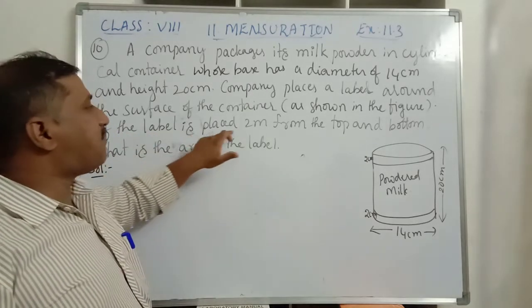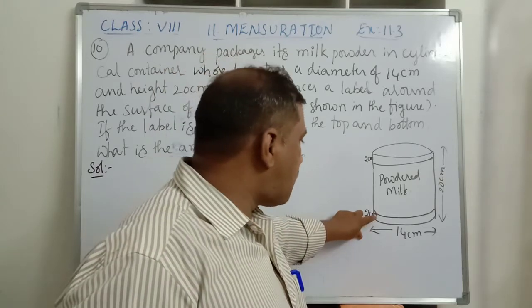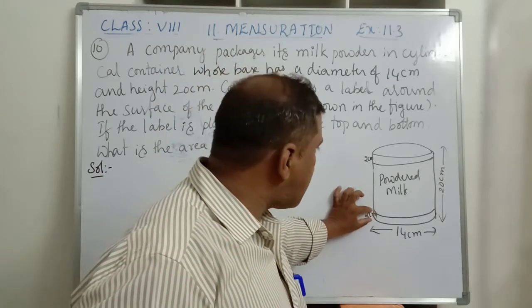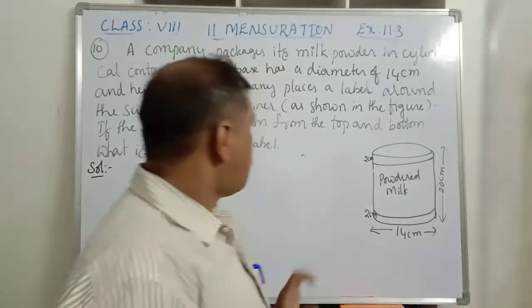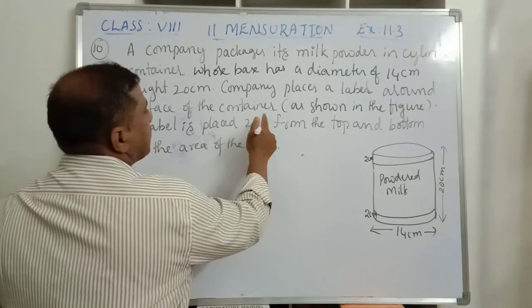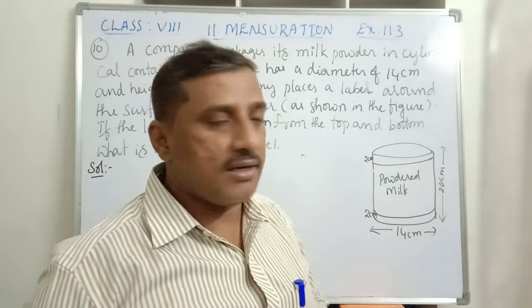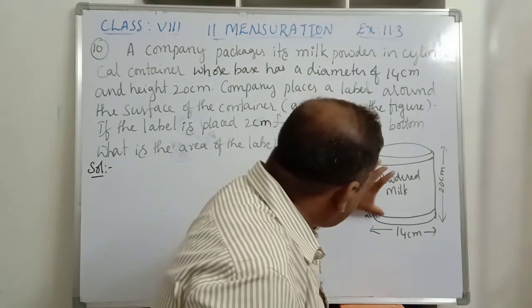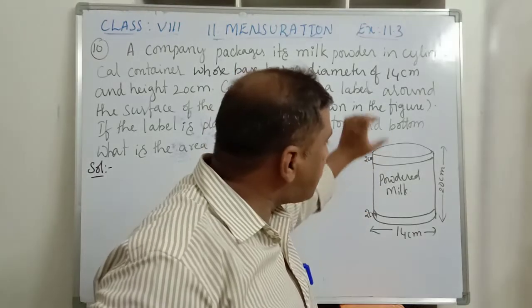If the label is placed 2 centimeters from the top and 2 centimeters from the bottom. So from the bottom it is 2 centimeters, and from the top it is 2 centimeters. Now this area is covered with what? A label. Now what is the height of the label?